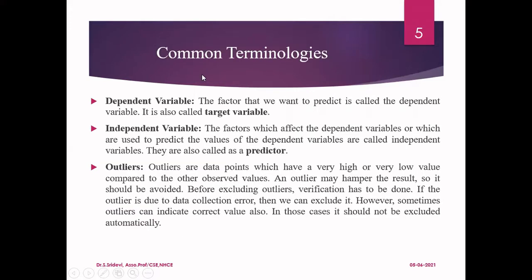Now, first we will understand the common terminologies used in this. So here we have two variables. One is called the dependent variable and the other is the independent variable. So the dependent variable is nothing but the factor that we want to predict in the particular algorithm. It is also called the target variable. And the independent variable is nothing but some factors that are going to affect the dependent variables. So you will call those variables independent variables. They are also called predictor variables.